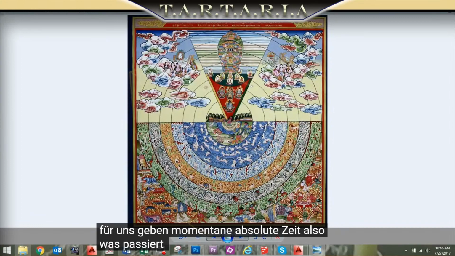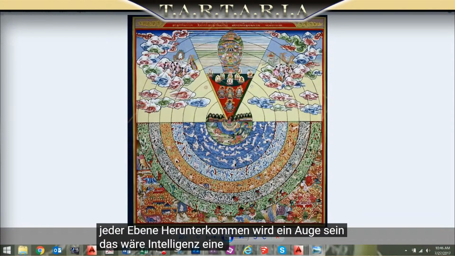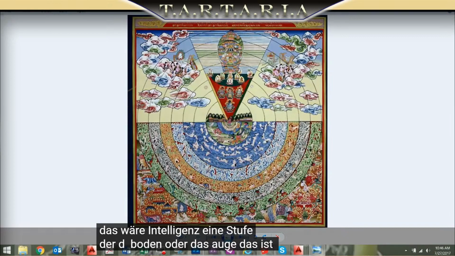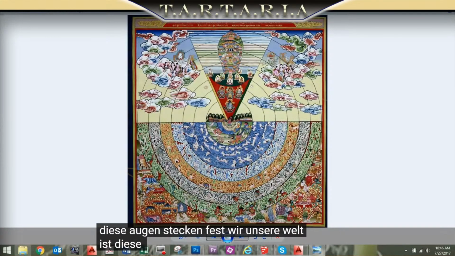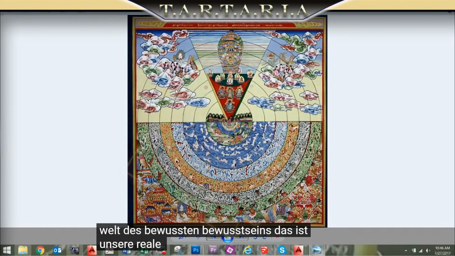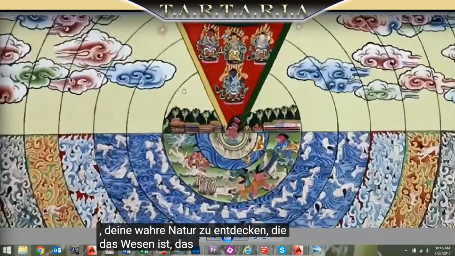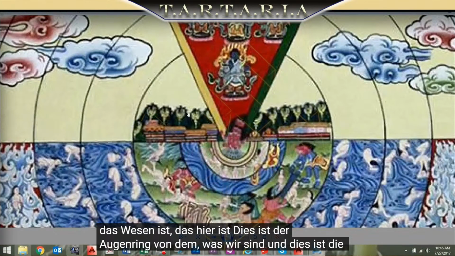So what happens is, at every level coming down there will be an I. This will be intelligence, a level of the knower, or the I that is. And all these I's are stepped down. Our world is this world right here. This is the world of being, the world of knowing, the world of the aware consciousness. This is our real world. This is what liberation or spiritual endeavor is about, discovering your true nature, which is the being that is here. This is the I ring of what we are.